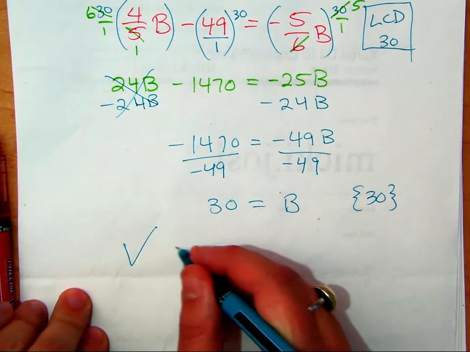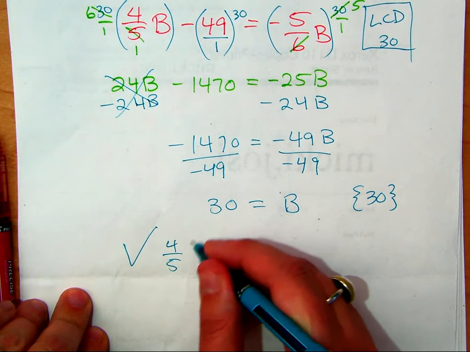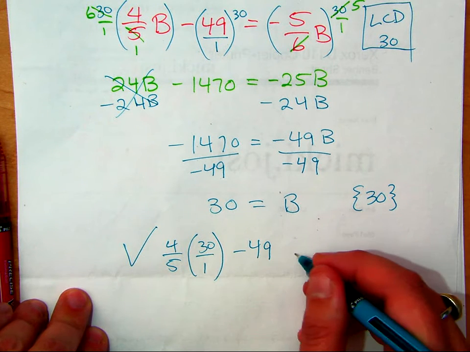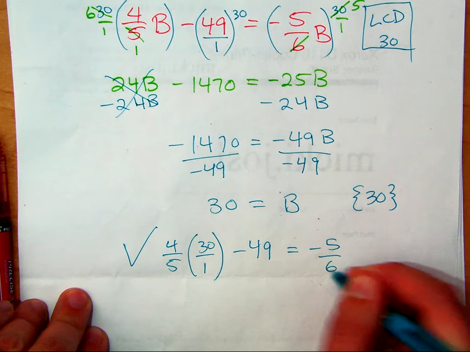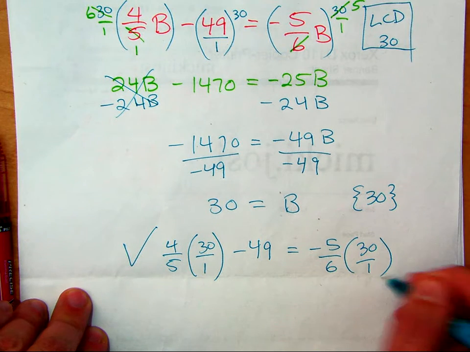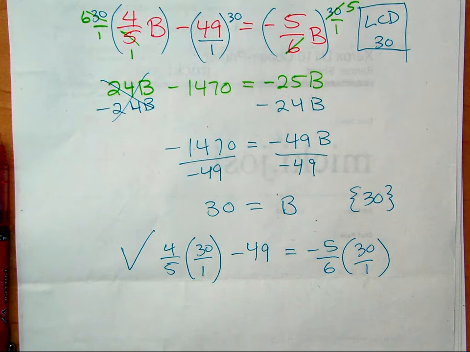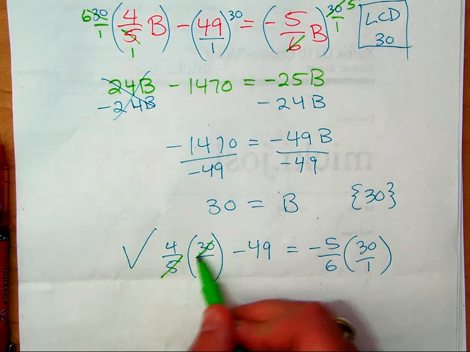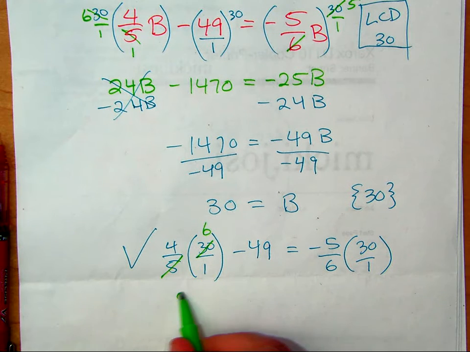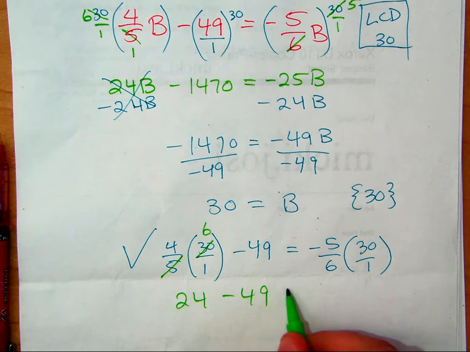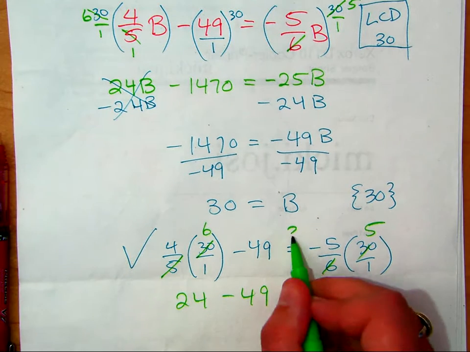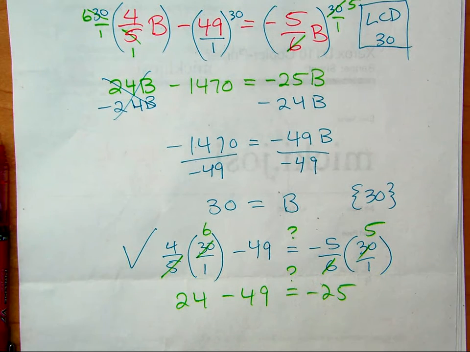So my check looks like this. 4/5 times 30 minus 49, and I'll put 30 over 1, that's fine, equals negative 5/6 times 30 over 1. That was my answer, 30? Well, let's see if it works. Could I simplify here? 5 goes into 30 6 times. I get 24 minus 49 equals negative 25. And I should put a question mark because I'm not sure if they're equal yet.